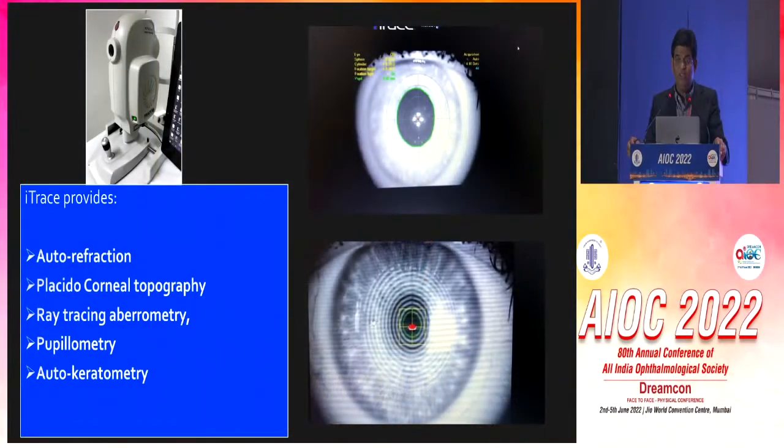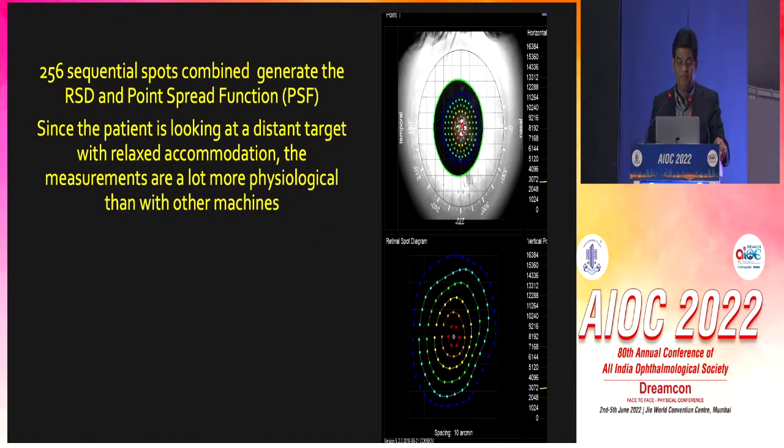So I'll proceed with my talk, which is on ray tracing aberrometry for corneal and lens-based refractive surgery. So now this is what the eye trace looks like. And what is it? It is basically a placido-based topography, and at the same time, there is an aberrometer, right? So it provides us with auto-refraction, it provides us with the keratometry, placido-based corneal topography. It also does ray tracing aberrometry and does the pupillometry in these patients.